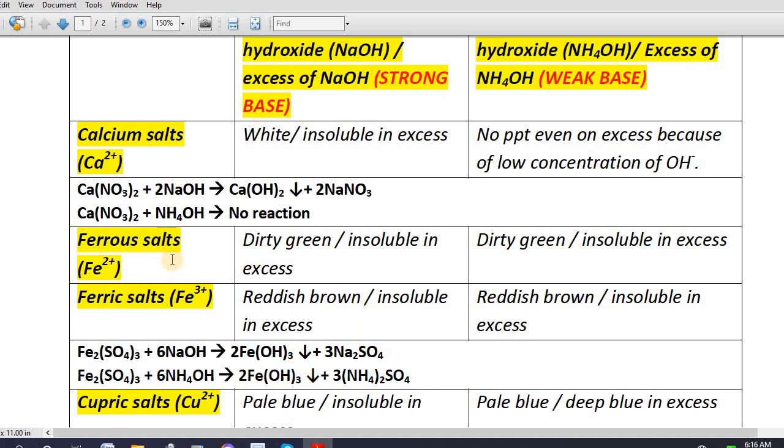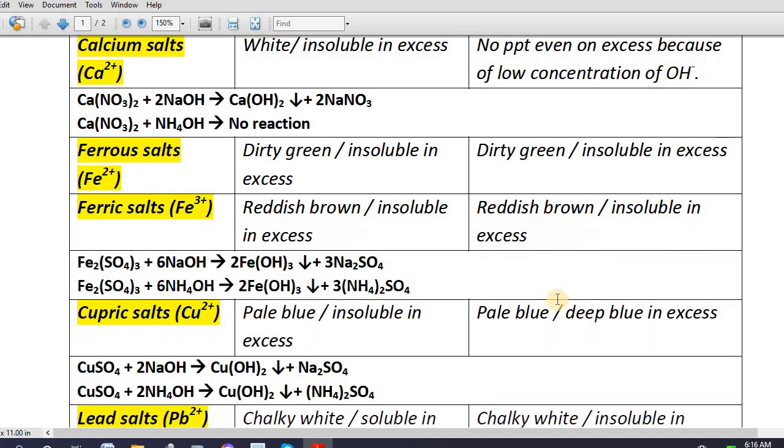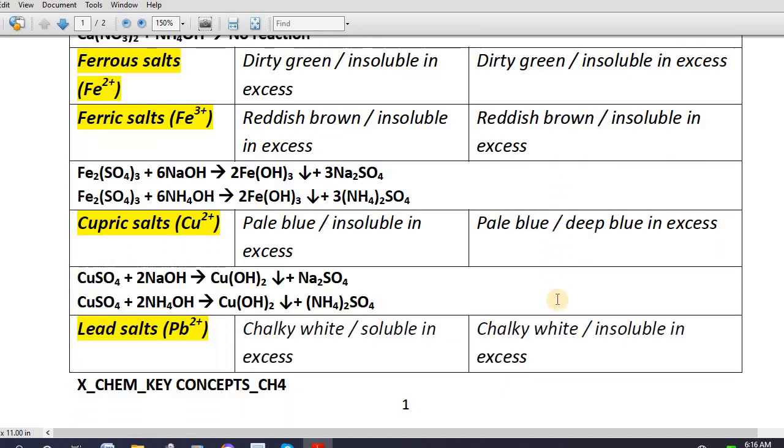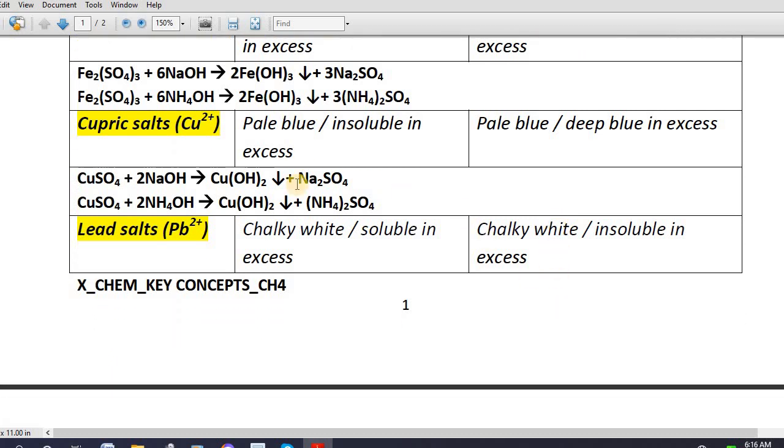Meaning to say that for ferrous and ferric, the reactions with sodium hydroxide, a strong base, and ammonium hydroxide, a weak base, remain the same, and the observations are also the same with these two salts, ferrous and ferric. Now let us come to cupric salt or copper 2 plus salts, copper sulfate. So when you treat it with sodium hydroxide, it gives us copper hydroxide, which is a pale blue precipitate, and it is insoluble in excess of sodium hydroxide.